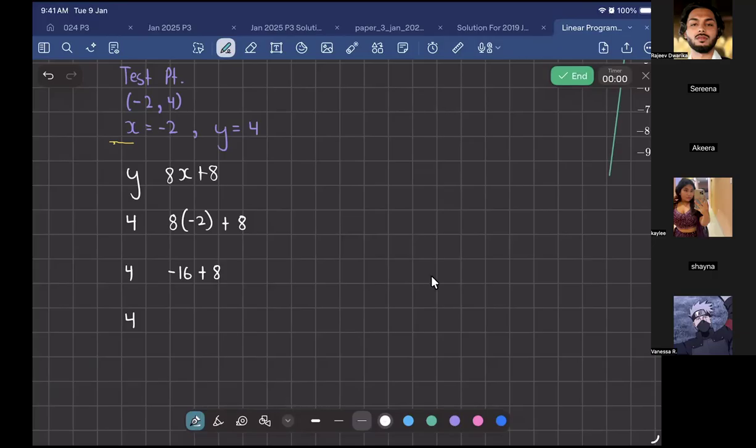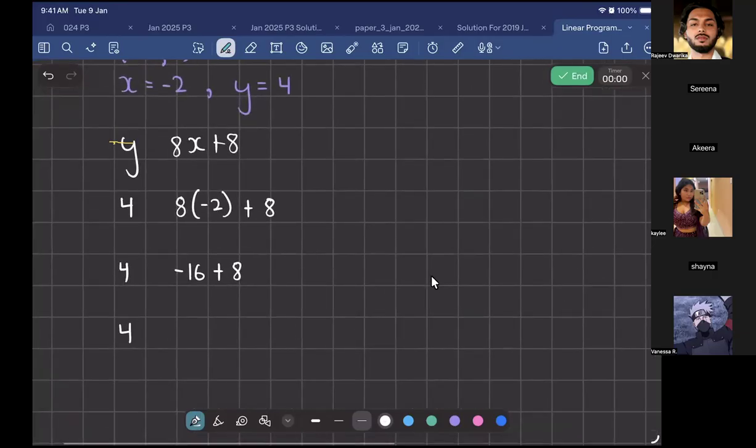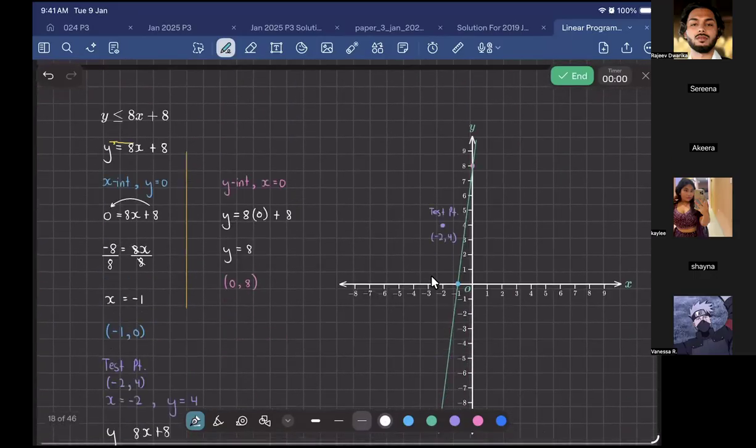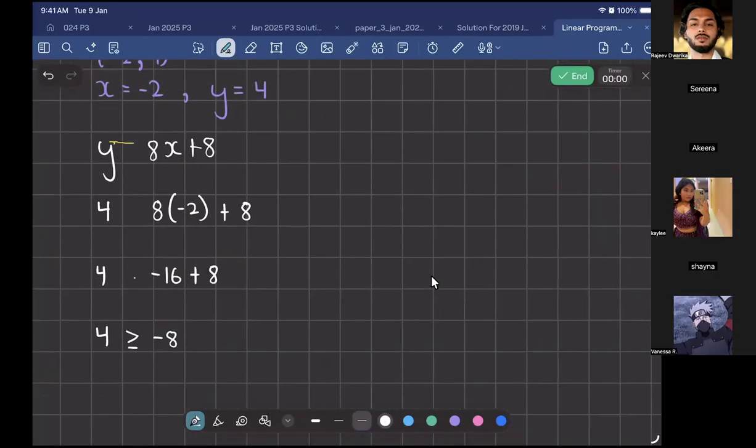Yeah, let me continue. So minus 16 plus 8 is what? Minus 8, right? Yeah, negative 8. Great. So talk to me, Keely. 4 is what than minus 8? 4 is more than. Right. Look at the sign. We had equal to, so I'm going to put 4 is more than or equal to minus 8.